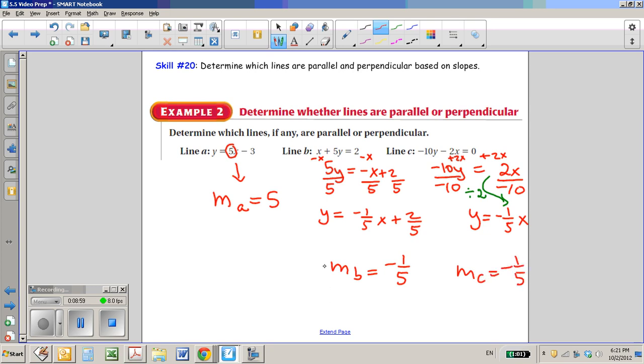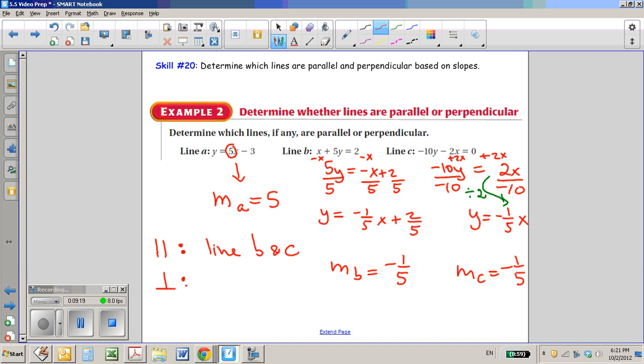Okay, so let's start with parallel. So which lines are parallel? And I'm going to write my little parallel symbol here. Parallel lines should have the same slopes. The two lines that have the same slopes are line B and line C. Okay, so line B and C.